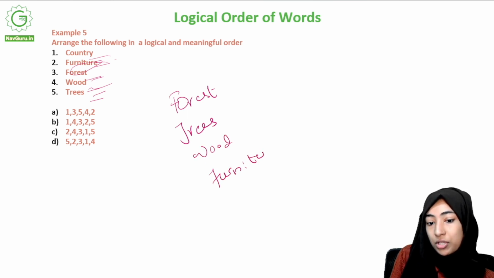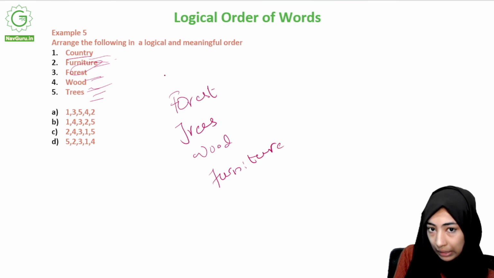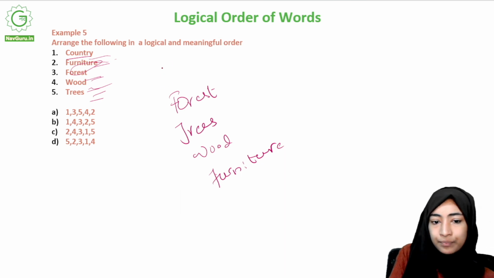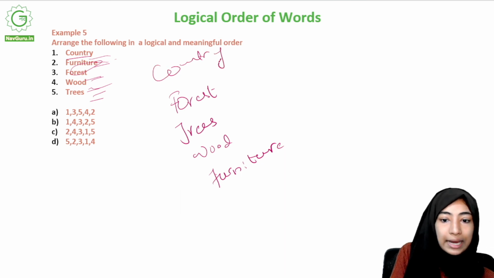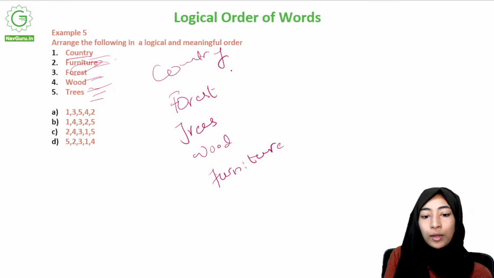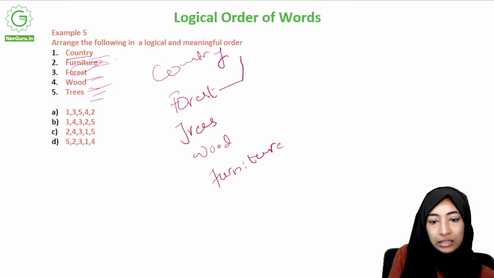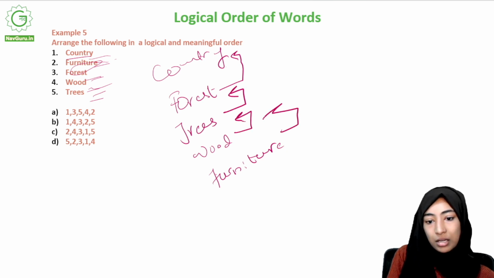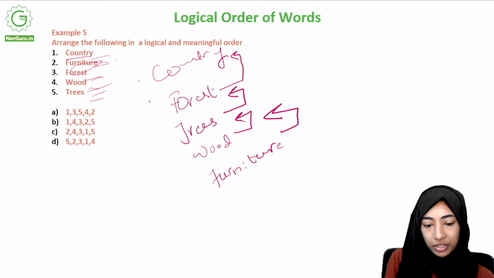Now we have another option that we have not looked at, which is country. Where would country come? Would it come at the beginning or at the end? It would come at the beginning, right? Because you go to the countryside. You can look at it this way: you get forests in the countryside. You get trees in the forest. You get wood from the trees. You can make furniture from the wood, right? So this is the order: country, forest, trees, wood, furniture.